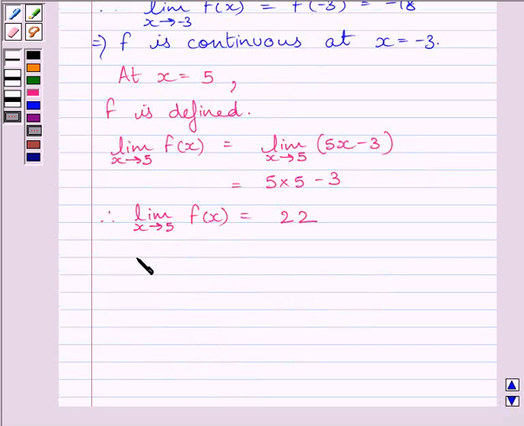Now let us find out value of the function at x equal to 5. This is equal to 5 multiplied by 5 minus 3, which is further equal to 22. Now clearly we can see limit of the function is equal to value of the function at x equal to 5. So this implies given function f is continuous at x equal to 5.